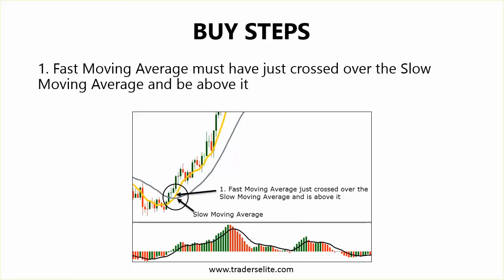Okay, so just going over it step by step. Number one, fast moving average. Okay, that's the gold one. It must have crossed over the slow moving average and be above it.